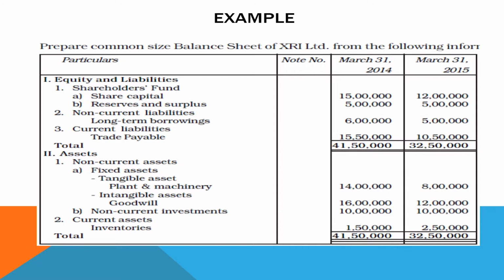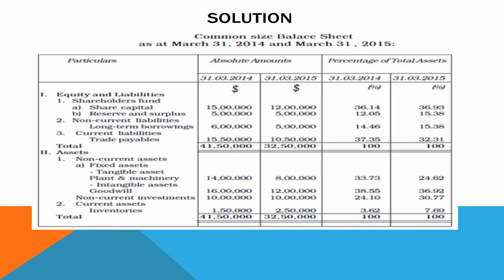So in this question, we are supposed to calculate or prepare a common size balance sheet of XRI Limited. Now, let's have a look at the solution. Common size balance sheet as at 31st March 2014 and 31st March 2015. It means we are comparing the data of 2014 and 15. So we will start with equity and liabilities, which firstly includes shareholders fund. Now, shareholders fund have been further classified into share capital and reserves and surplus.